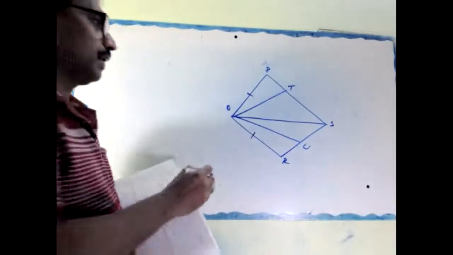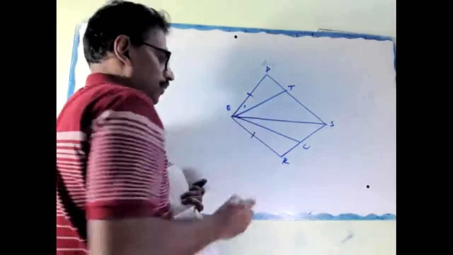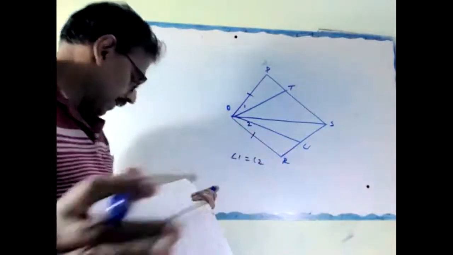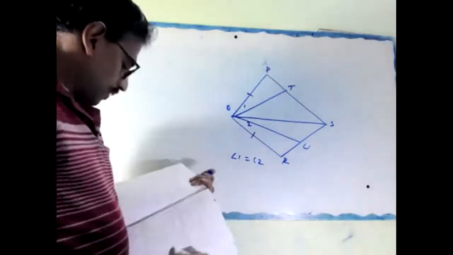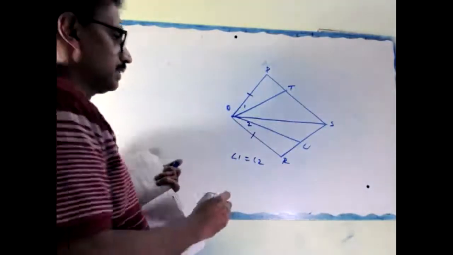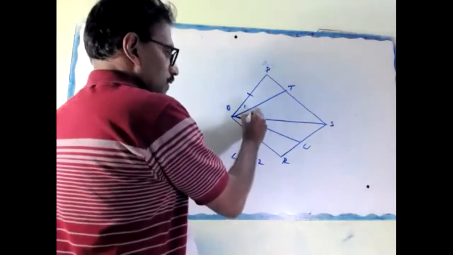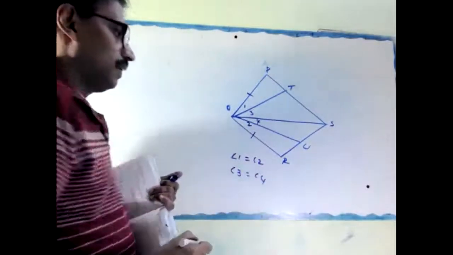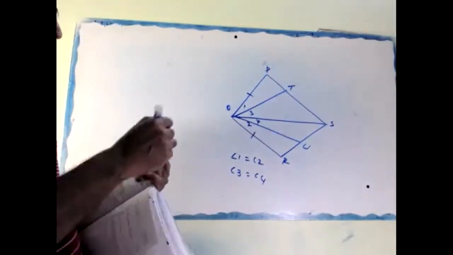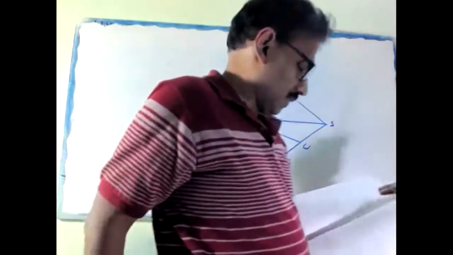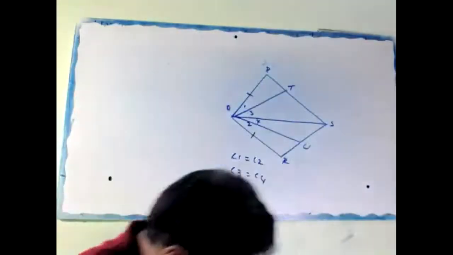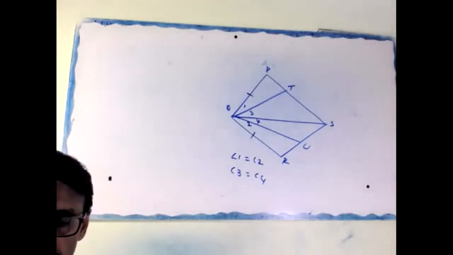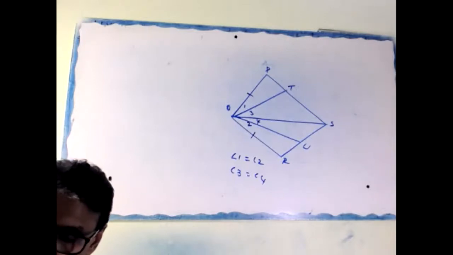Angle PQT equal to angle RQU, that is, angle 1 equal to angle 2. Angle TQS equal to angle UQS. Prove that QT equal to QU.